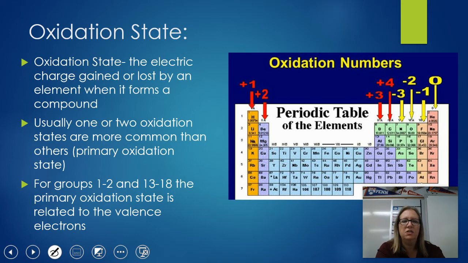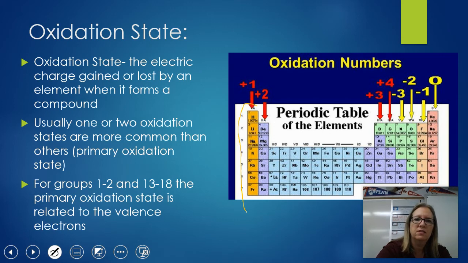The oxidation state is the electric charge gained or lost by an element when it forms a compound. And so it has to do with the transferring of these electrons, okay? And it usually has to do with the number of valence electrons, especially when we're talking about groups 1 and 2, and then 13 through 18 that we've been talking about this whole chapter. So the primary oxidation state, the main oxidation state, is related to the valence electrons.